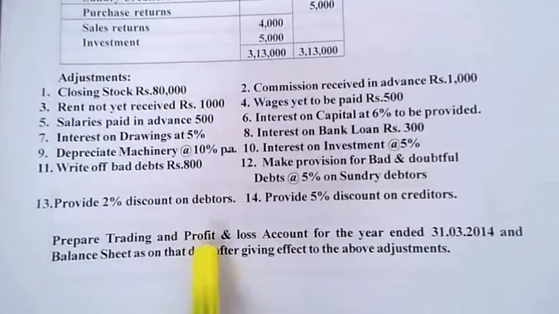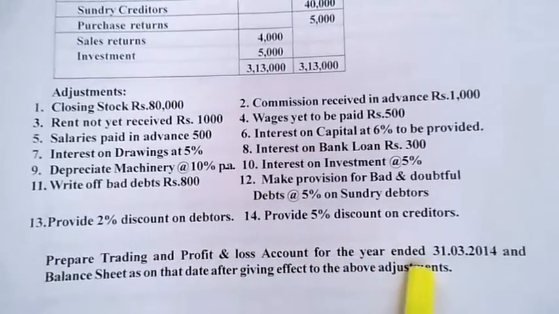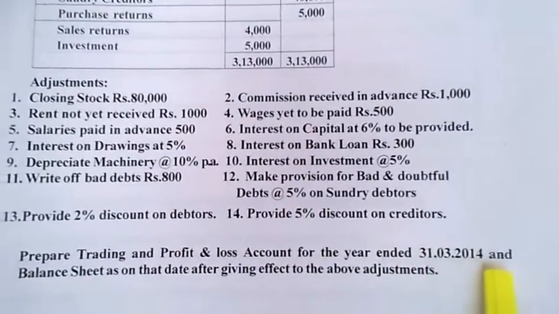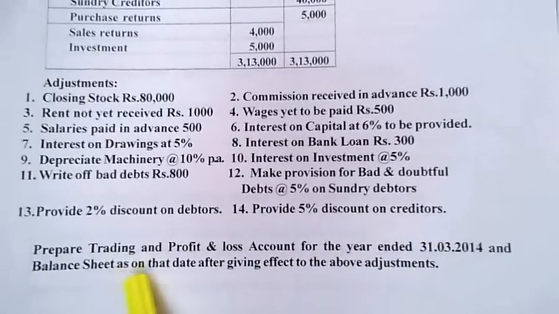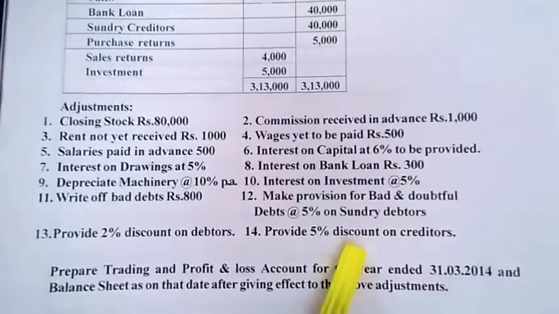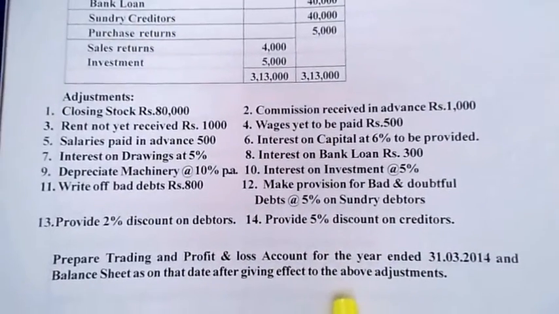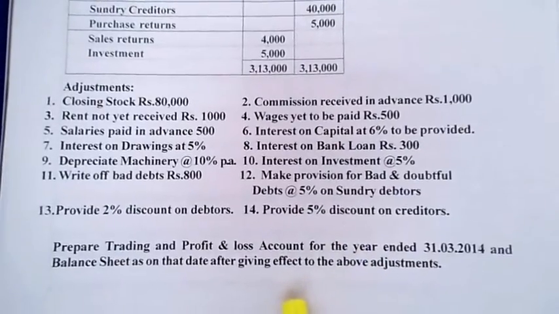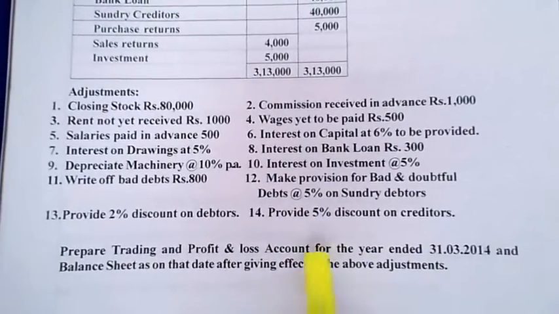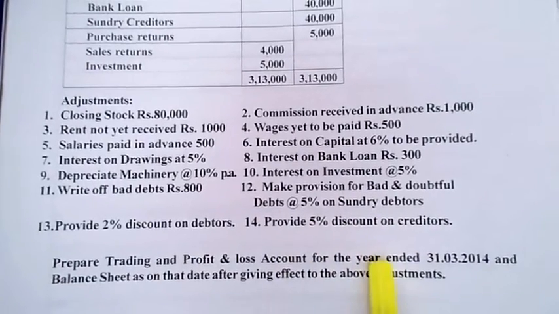With this information, they ask you to prepare trading and profit and loss account for the year ended 31st March 2014 and balance sheet as on that date after giving effect to the above adjustments. Usually, final accounts will be prepared only at the end of the year. So final accounts consist of three parts. First one, trading account, second one, profit and loss account, and third one, balance sheet.